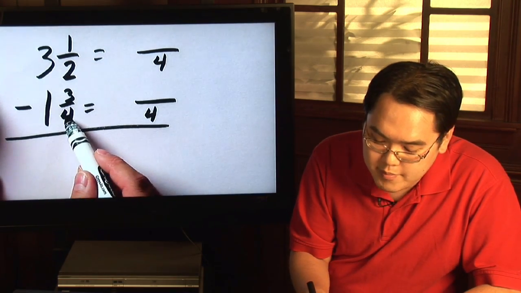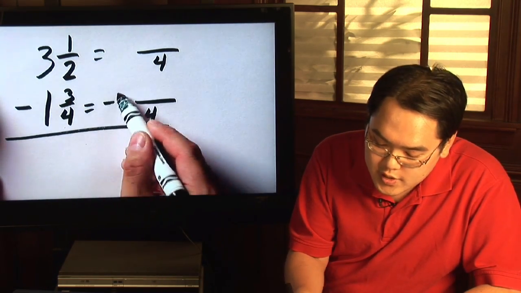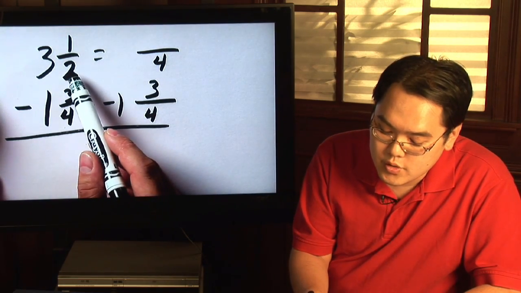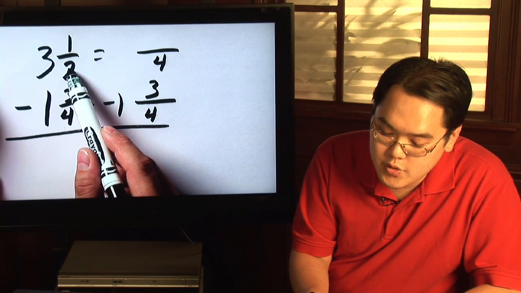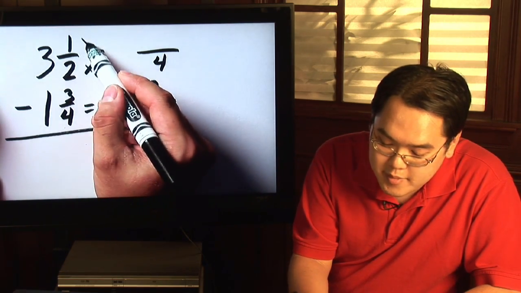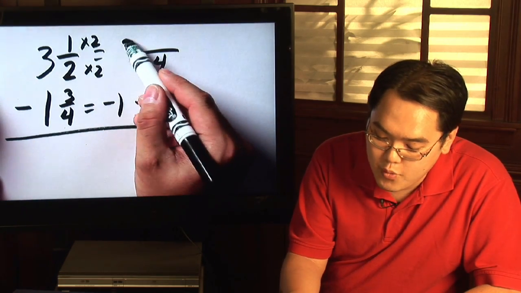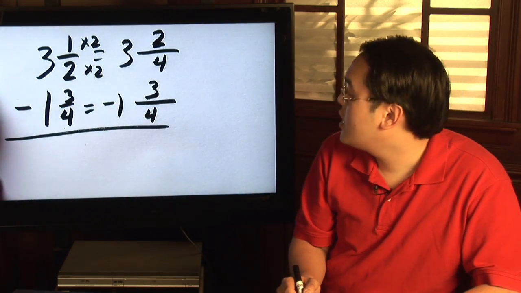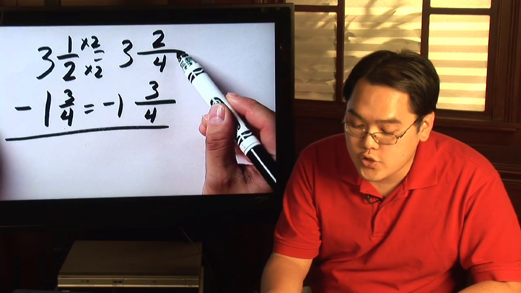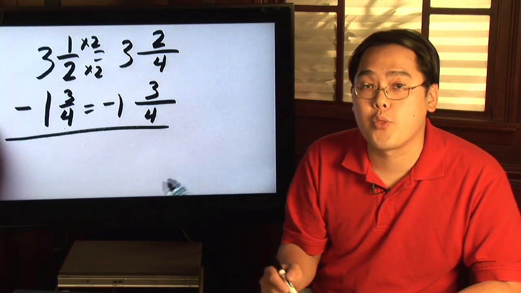Now, because the bottom denominator never really changed, this one stays the same. But because you have to know what number 2 has to multiply by to give you 4, you know that you have to multiply the top and bottom by 2. So that means you have 3 2/4. Normally, you would do the subtraction now, but as you can see, 2/4 does not subtract by 3/4.